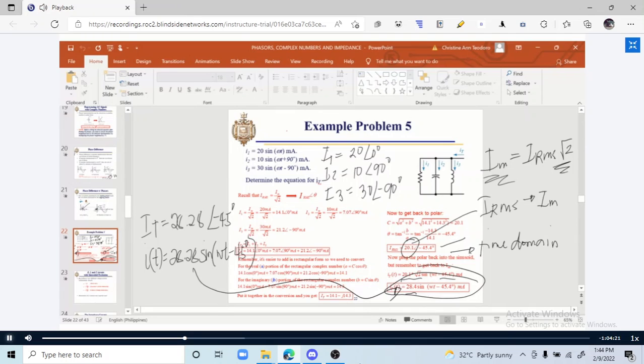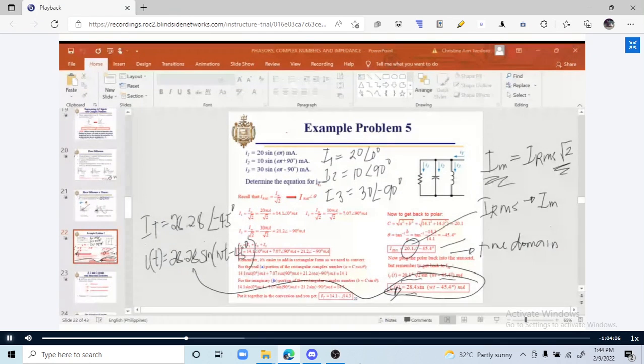Please, others, you can also use your calculators to add the three currents. What will be the answer? In polar form.